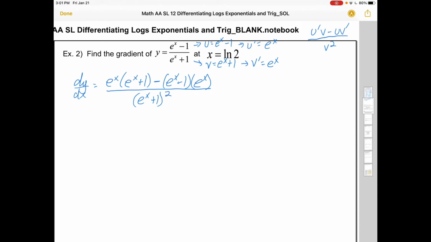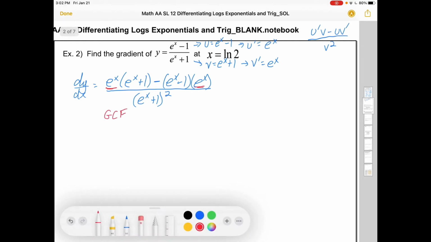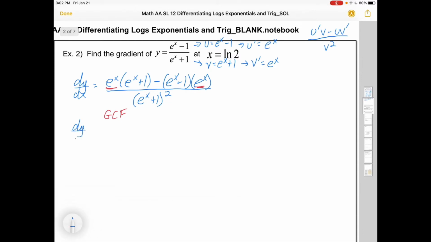Okay. Now we could multiply stuff through here, but I notice on the top that I definitely have a greatest common factor of e to the x. It's in both of these terms. So I'm going to take it out just to make it prettier. You don't necessarily have to, but I think it will make my life a little bit easier. So e to the x, what would that leave me with? It would leave me with e to the x plus 1 minus e to the x minus 1 all over e to the x plus 1 all squared.